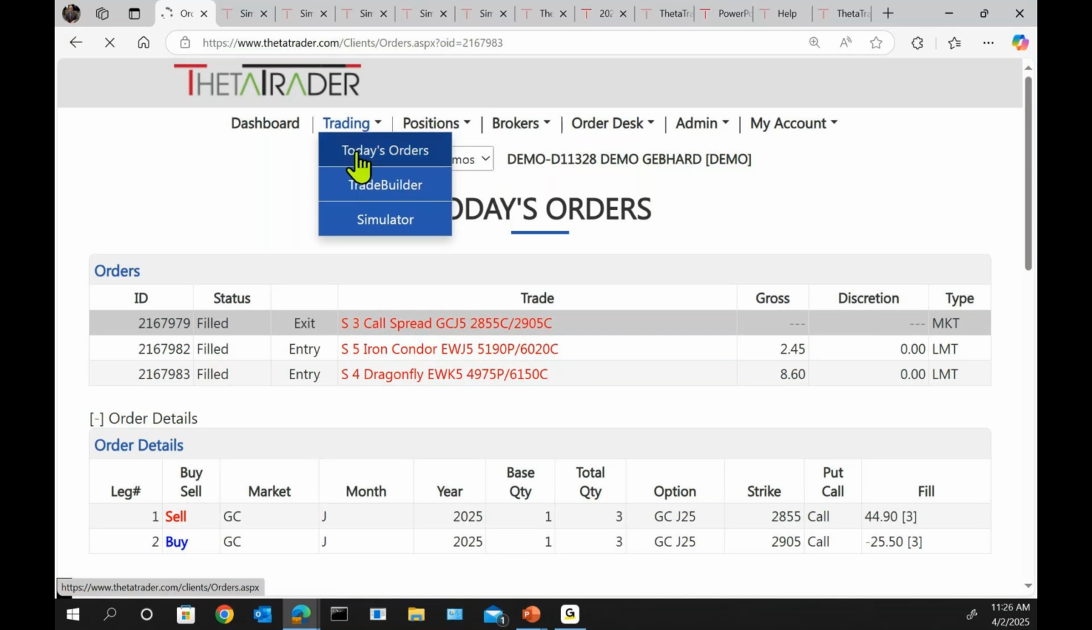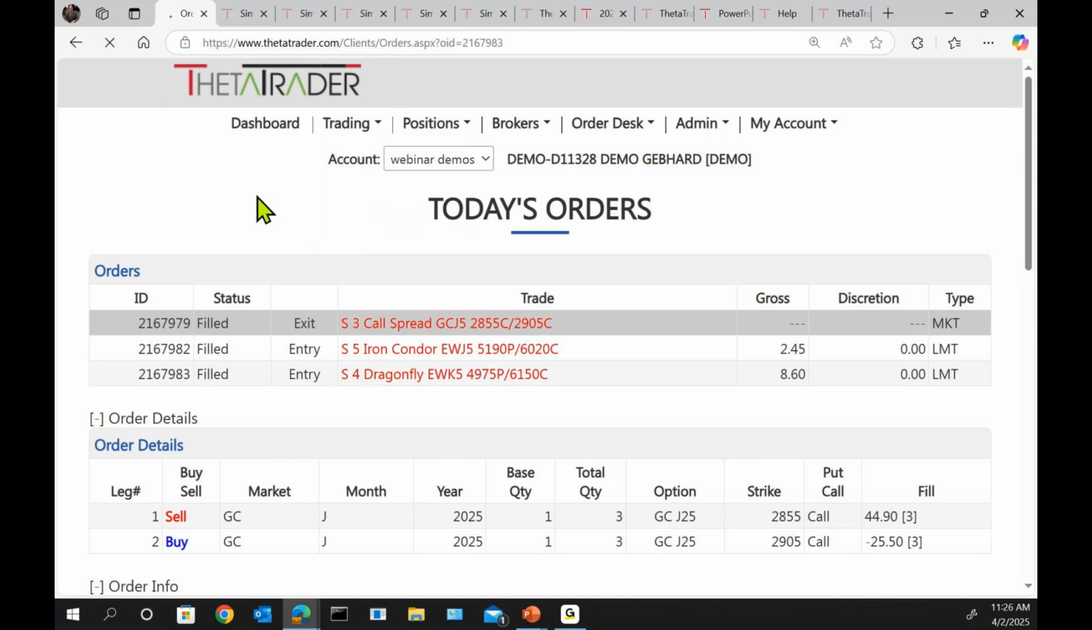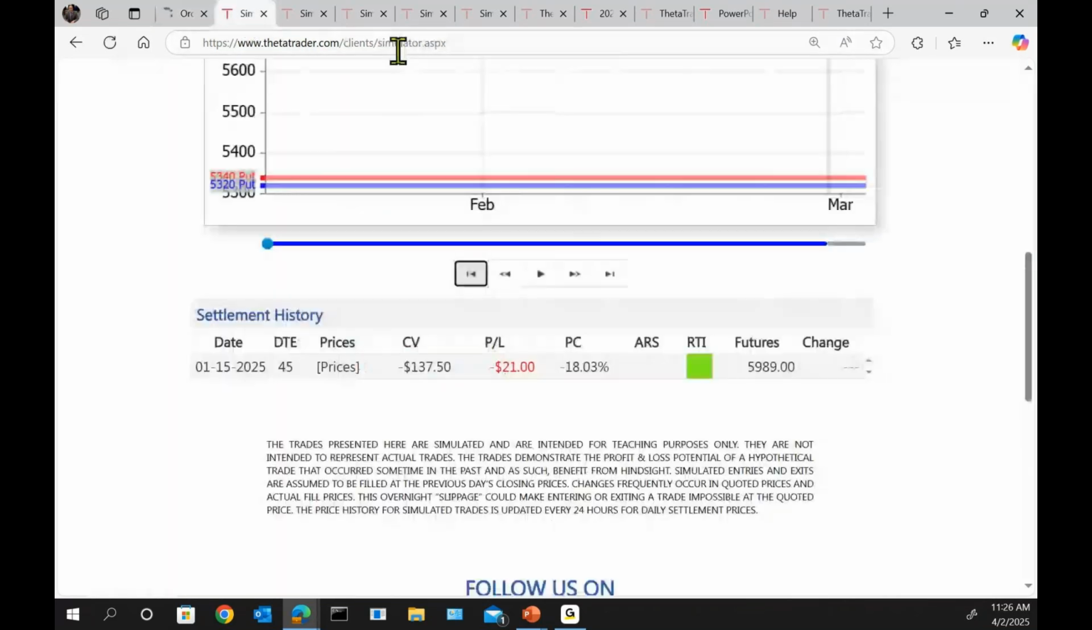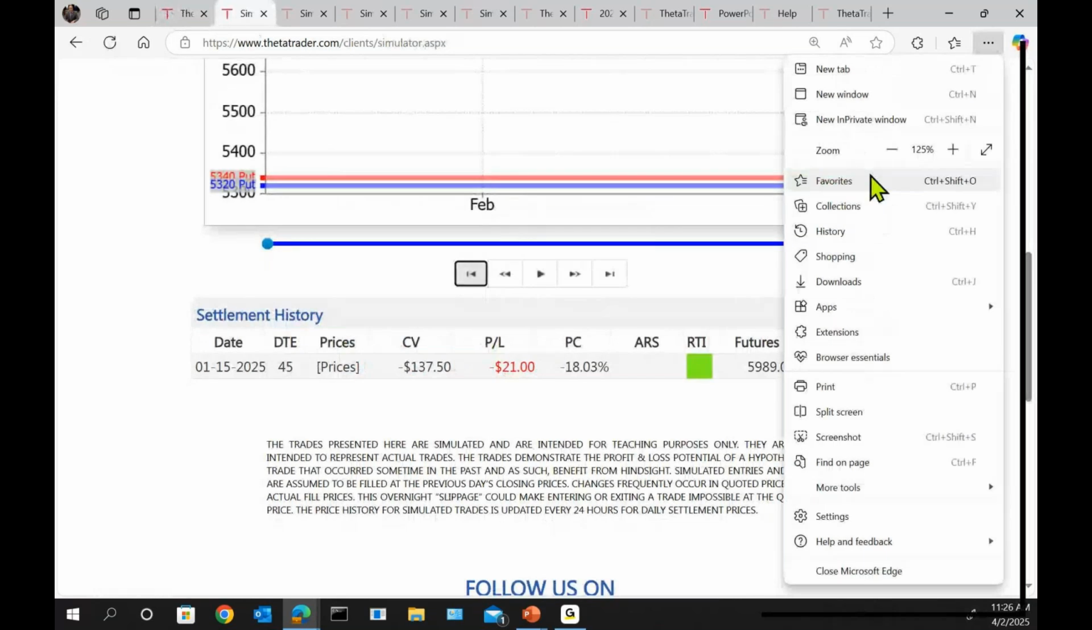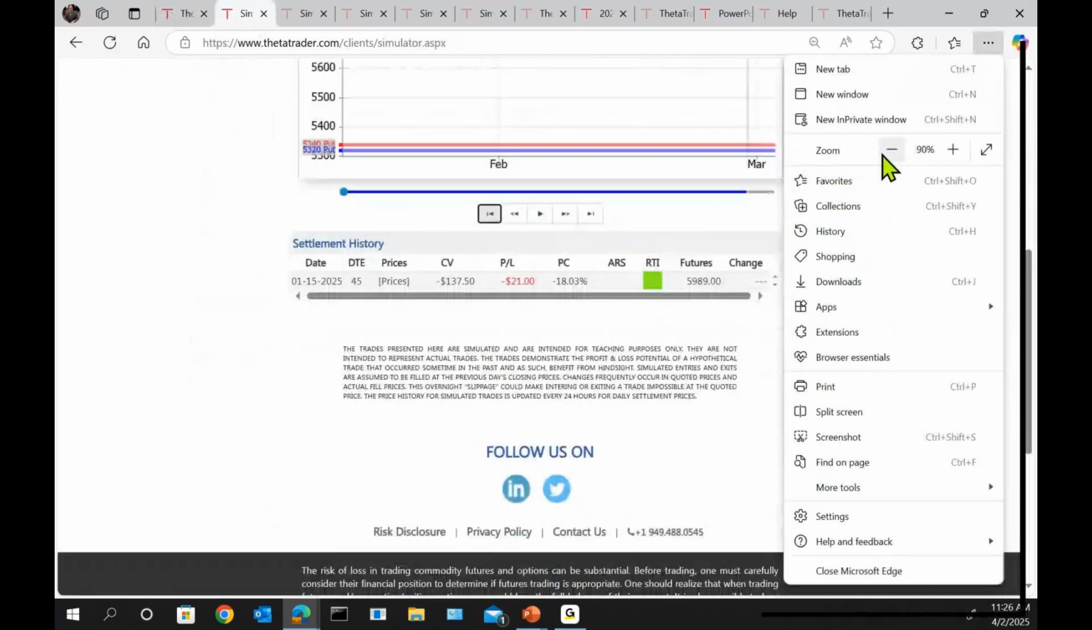Okay, now I want to point out under this trading tab, there's also a trade simulator. It's like a backtesting machine, or a bit of a time machine, really. And I've loaded a couple examples here on this simulator. And we're going to jump into that here. Let me zoom back out so you can see more of the screen.